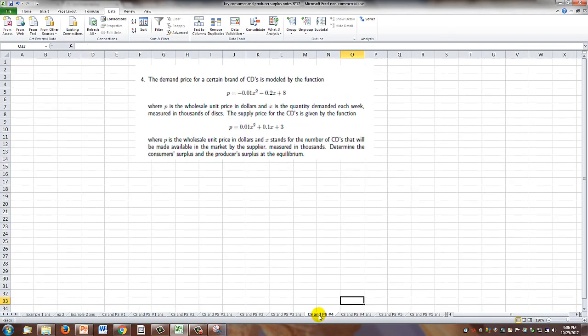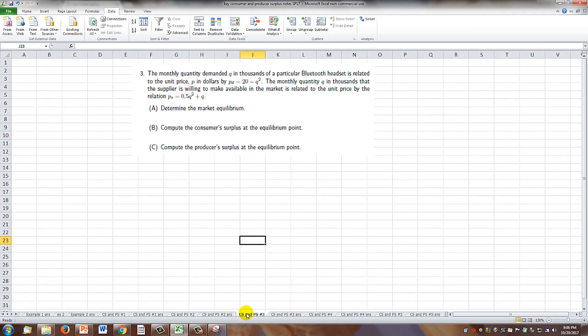Let's see if I can find one where that is happening. Not in 4. There you go. The monthly quantity Q is in thousands, and the price is just in dollars. So you would want to multiply your final answers by 1,000.